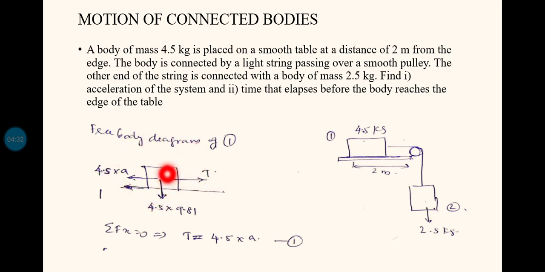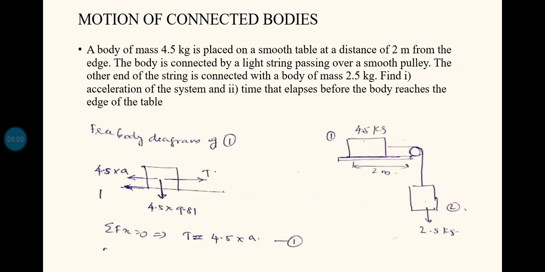You first mark all the forces acting on it, and think about in which direction the body will be moving. Opposite to that direction you just apply a force ma. That's all. So this is the equilibrium diagram or free body diagram. So now along the x direction, if you are taking sigma Fx equal to 0, then T is acting in this direction, 4.5a is acting in the opposite direction. So T is equal to 4.5 into a.